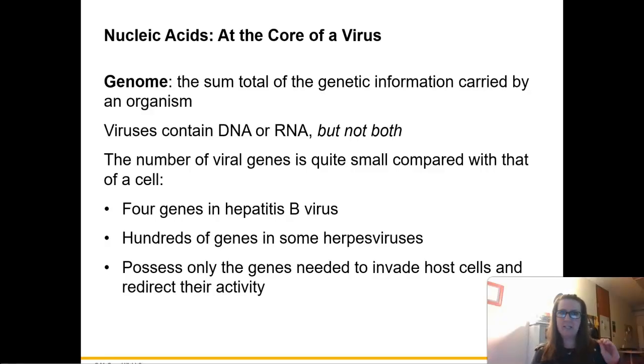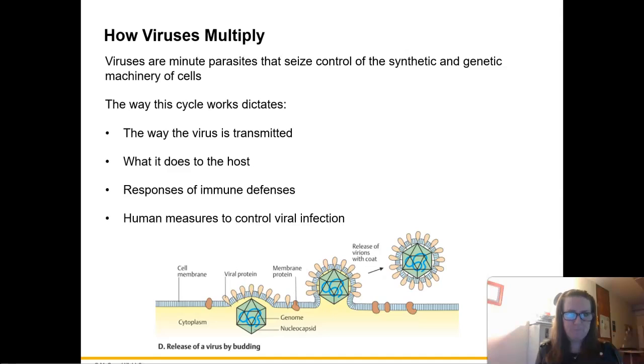So it gives them the basic rudimentary information so that they can invade a host cell, redirect its activity, and then make more of itself. Of course, do the metabolism it needs to do or whatever else it needs to do.